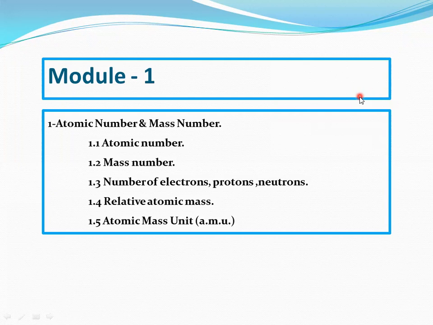Module number one. In this module, we are going to study about the atomic number and mass number. To understand the atomic number and mass number, we must be able to define the atomic number, what is mass number, how we can calculate the number of electrons, protons, and neutrons, what is the relative atomic mass, and the unit, that is atomic mass unit.